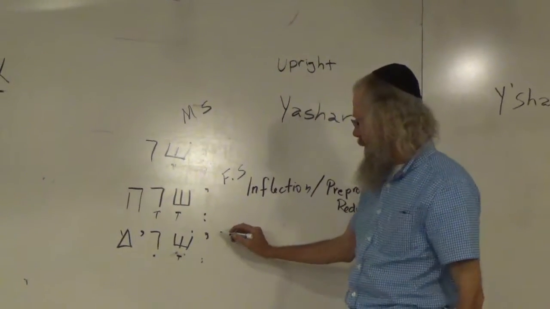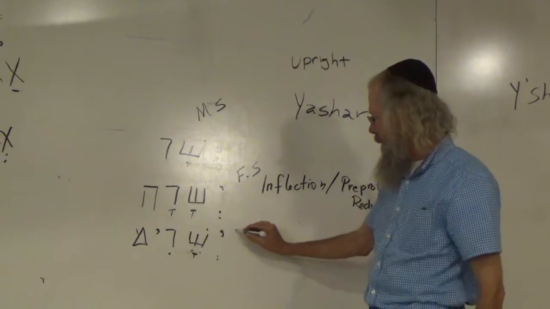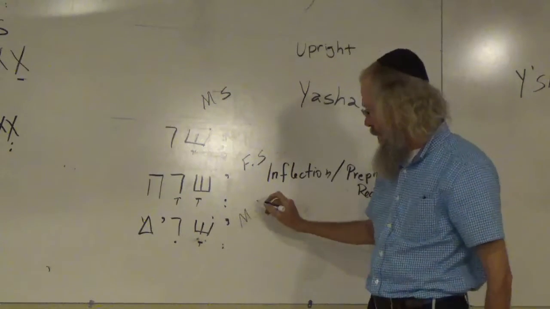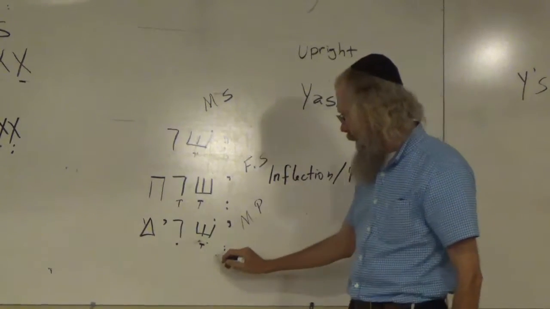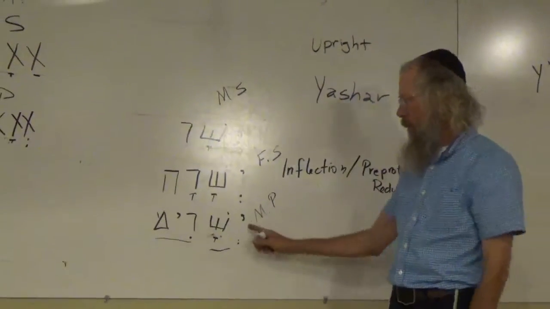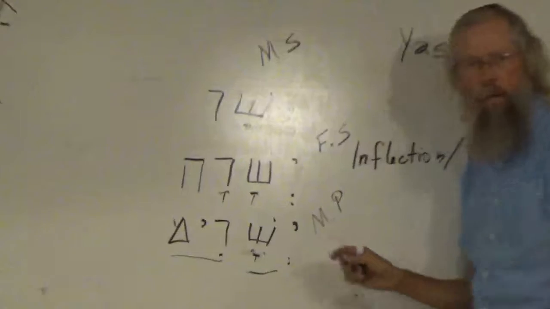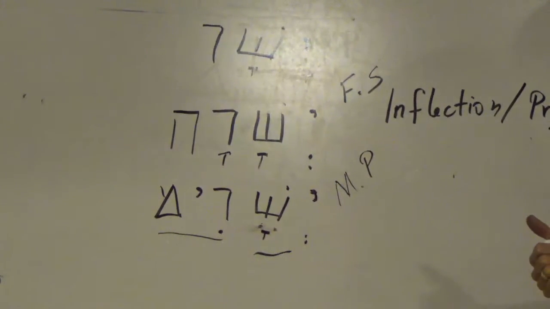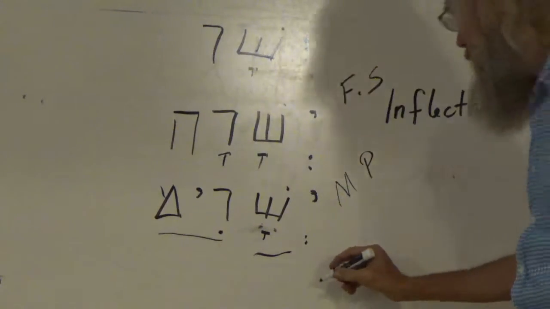So this is what then? Gender and number? Masculine plural. Right there. So now I have two inflections taking place here, an inflection at the beginning and an inflection at the end.